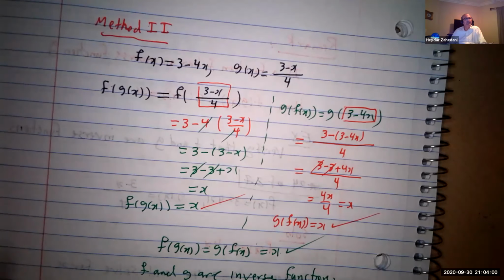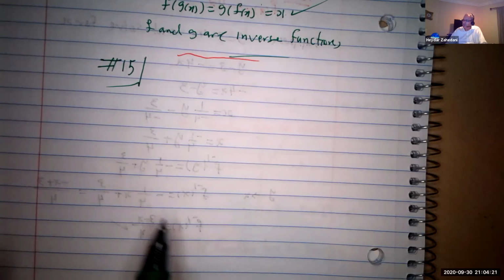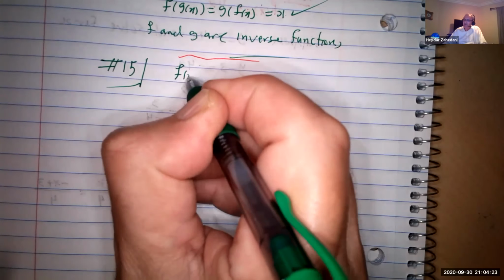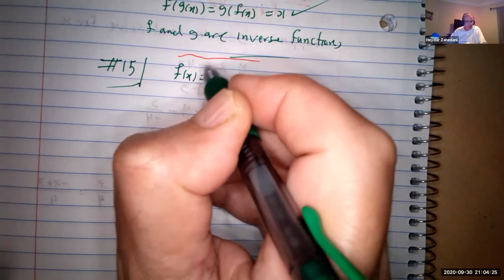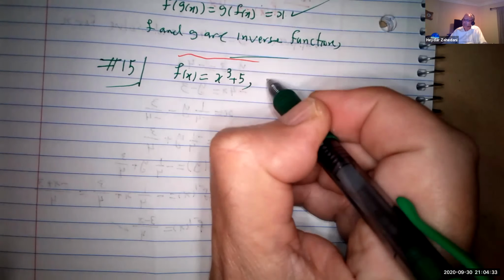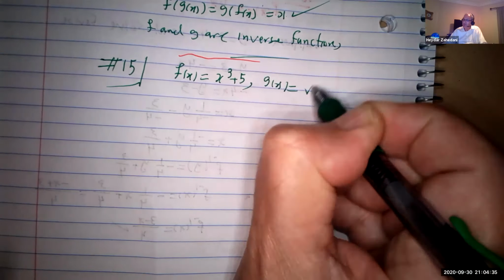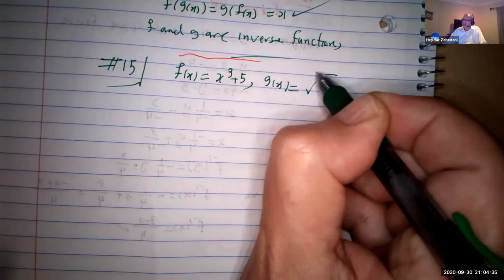Okay, any question? There are three types. I'll give you another one. This is number 15. Three types only, and we give all of them in your next quiz, and that's what we need. 15. The functions are f of x equal to x cubed plus 5. You see, they repeat this one over and over. And the other one is g of x equal to cube root of x minus 5.